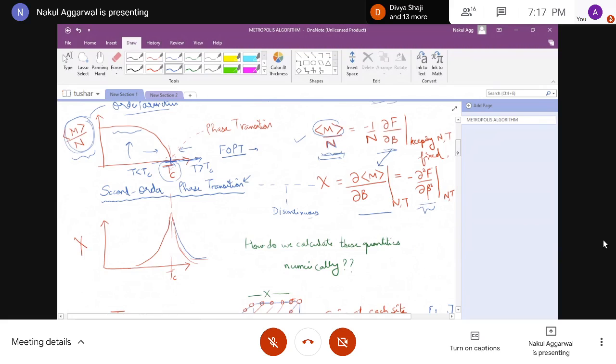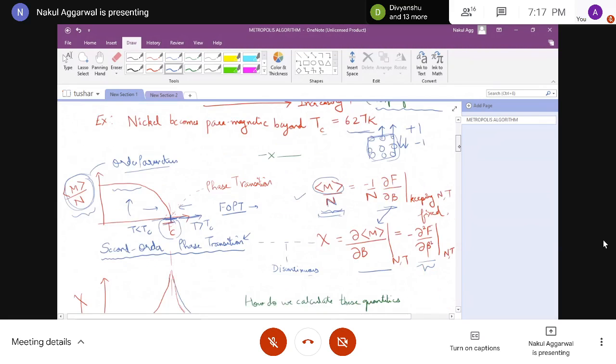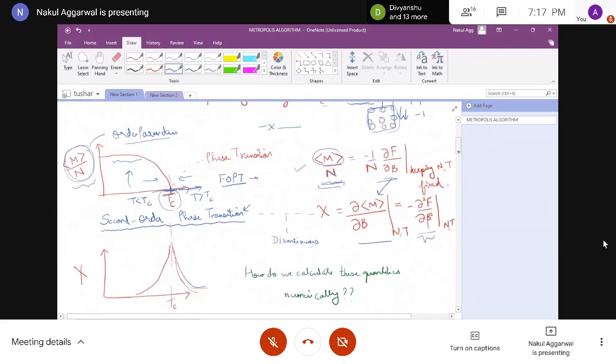I have shown these plots, but an interesting question is, obviously these are also calculated experimentally, but our aim is not to do that. Our aim is to make some simulations.